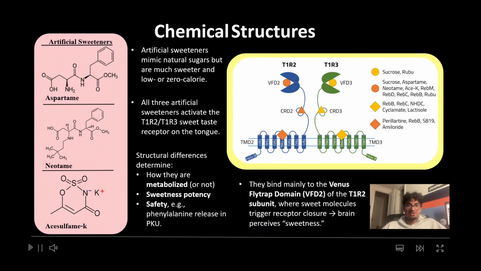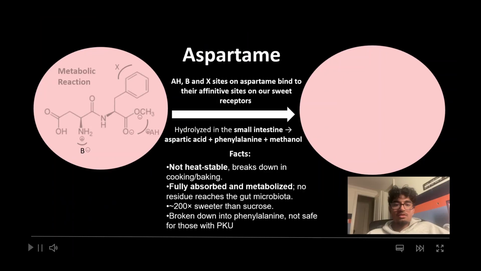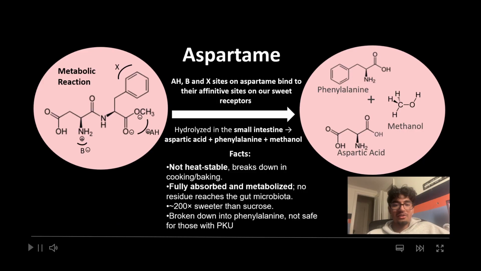So here are three artificial sweeteners and their chemical structure. Artificial sweeteners mimic sugar by binding to the T1R2, T1R3 sweet receptors on the Venus flytrap domain. They interact through three key sites: AH proton donors, B acceptors, and gamma hydrophobic sites, which together trigger the perception of sweetness. Starting with the most well-known, aspartame is a dipeptide of aspartic acid and phenylalanine.